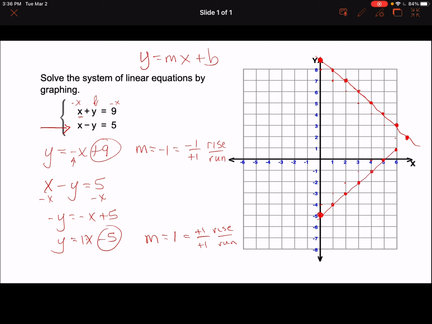So if I connect those with a straight line, my point of intersection is right there at 7, 2. 7, 2 is the solution of the system.